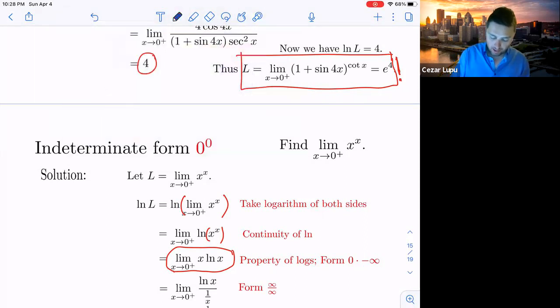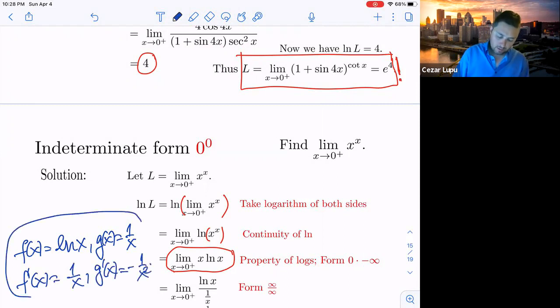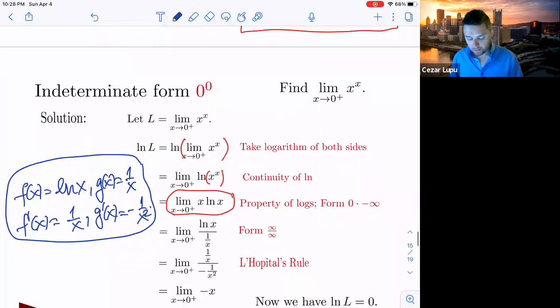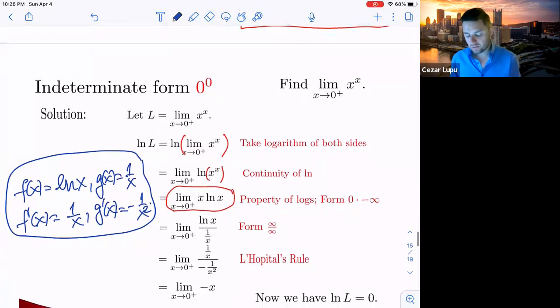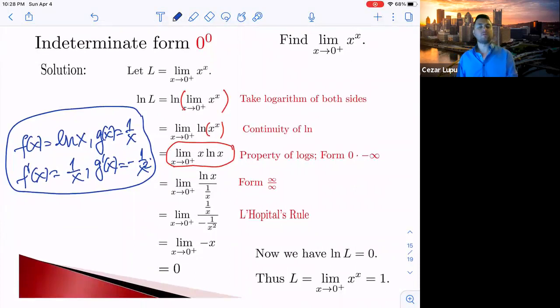And then again, the same thing goes. We have this function, f of x is ln of x, and g of x is 1 over x. And I did this, so let me just write it again. f prime of x is 1 over x, and g prime of x is negative 1 over x squared. So this is it. All right, so we apply L'Hopital rule, so we'll get this, and this will be the limit as x approaches 0 from the right of negative x, which will give us ln of L is 0, and thus L will be e to the power 0, which is 1. So this limit here is 1.